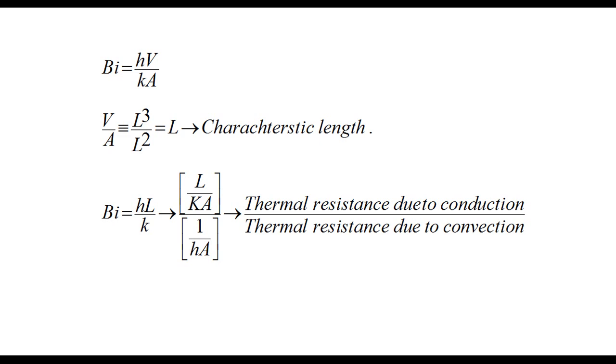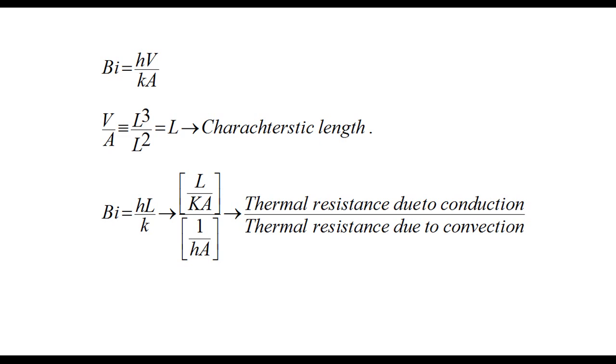Now L by kA is the thermal resistance due to conduction, we know this, and 1 by hA is the thermal resistance due to convection. Got it? So it means that in case the thermal resistance due to conduction is less than or equal to 0.1 times the thermal resistance due to convection, then the system can be considered in the lumped category. What does it mean? Let's talk about that also.